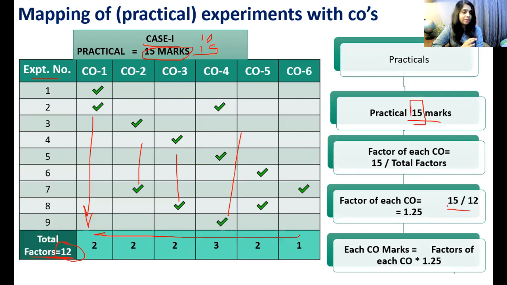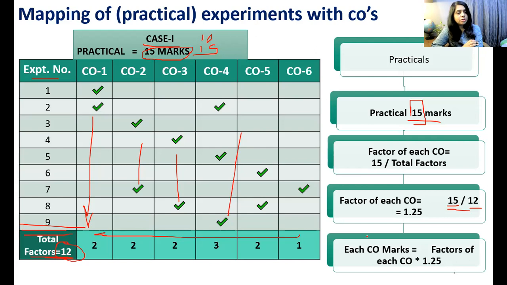So divide this 15 by 12. Had it been the case that here we got 15, we would have done 15 divided by 15. Had it been the case that there are 12 experiments, you have to add the rows and tick the COs. So this factor will change every time.